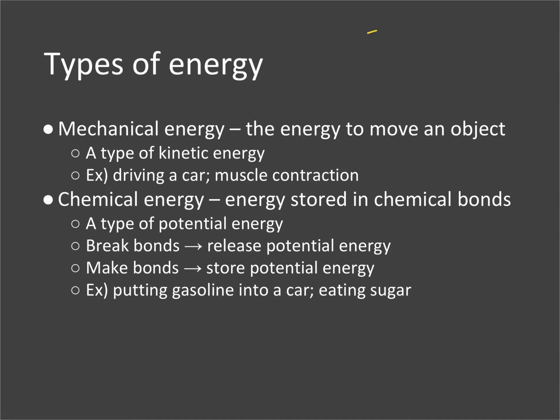We mentioned how there are basically two main types of energy. So we have kinetic and we have potential energy. Well, there are some subtypes of kinetic energy and some subtypes of potential energy. The subtype of kinetic energy we're going to focus on in this lesson is something called mechanical energy. Other forms of kinetic energy can include things like light and heat and radiation.